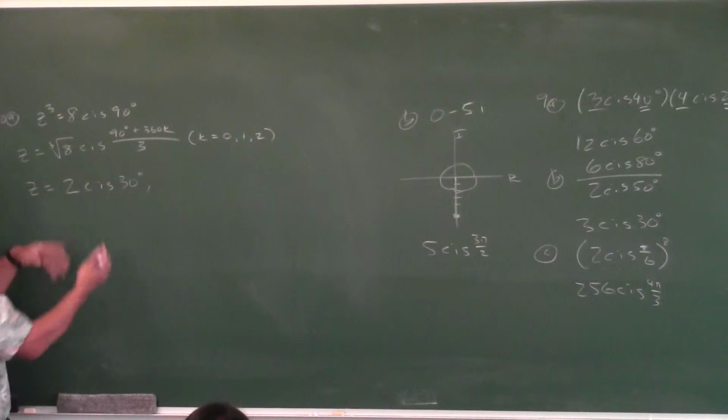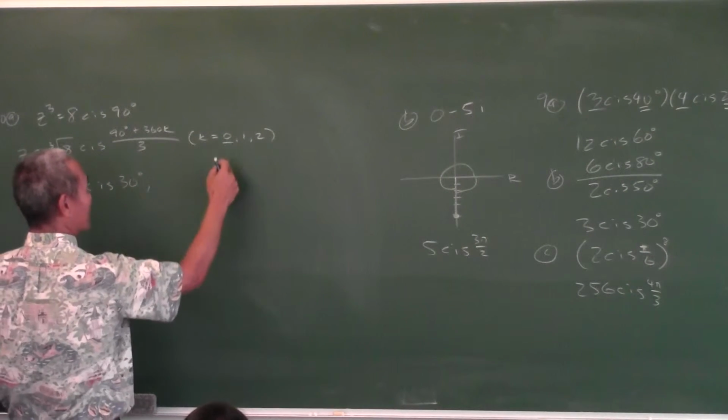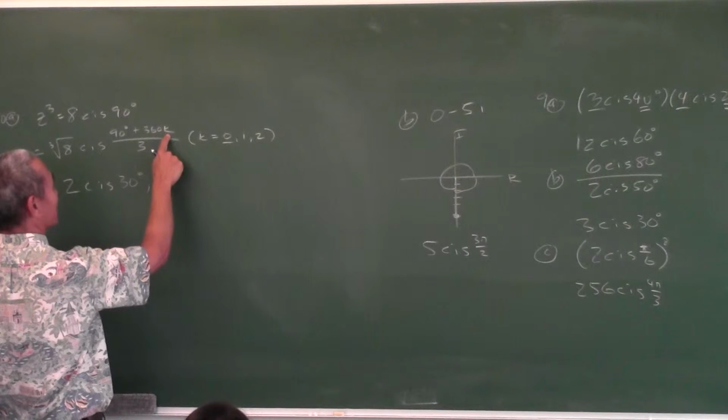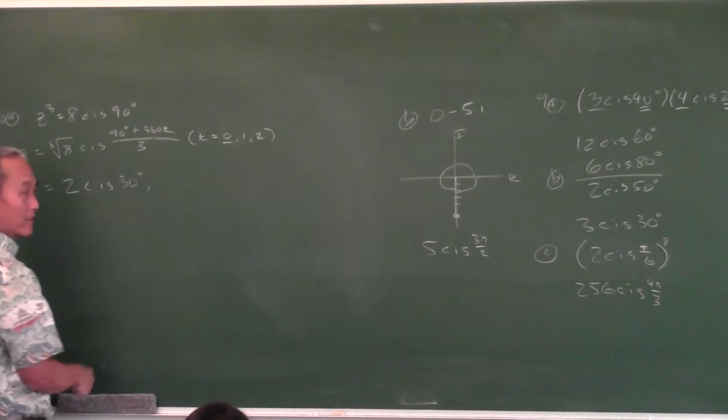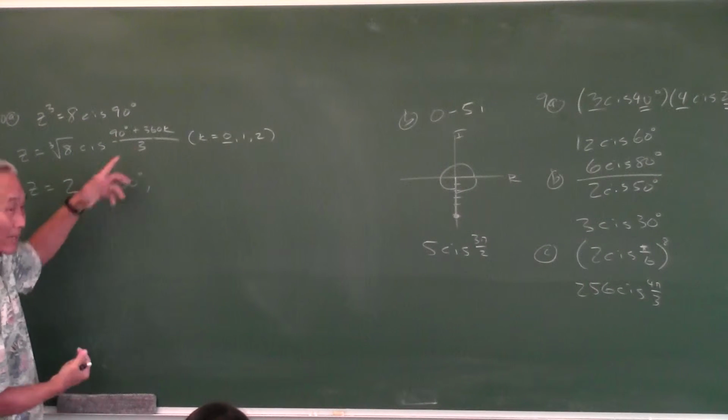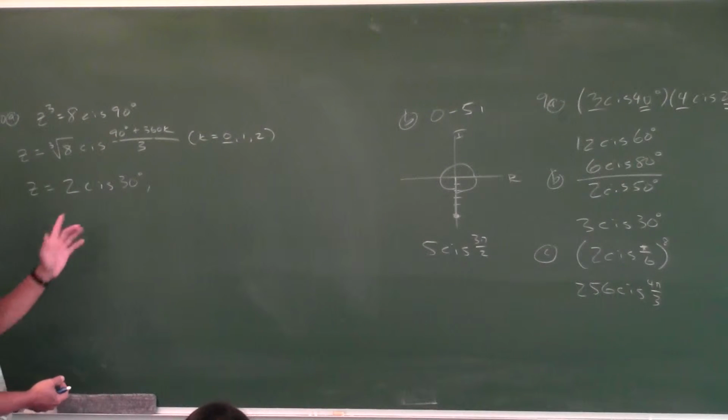Or if you want to, you can memorize the formula and you just plug in 0. What happens when I plug in 0 here? You get 90 plus 0 is 90 divided by 3, see how you get 30? But that's what you're doing, you're just dividing it by n. But that's just how you get the first answer.